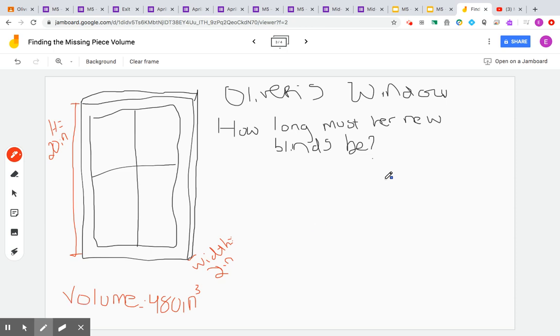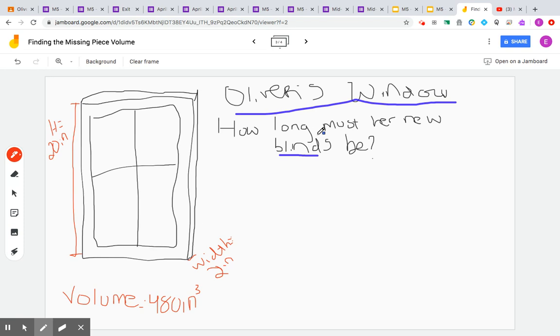Hi, fifth grade. So, Miss Oliver's got another problem she needs your help with. I have a window in my kitchen, and with it being summer now, the sun is just beating through the kitchen window because I don't have blinds. And you guys know blinds are the things that cover a window to keep the sun from coming in, or blocking it.